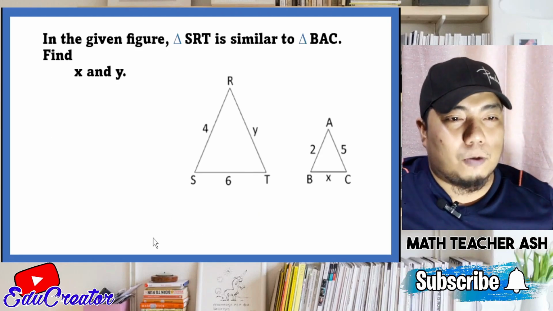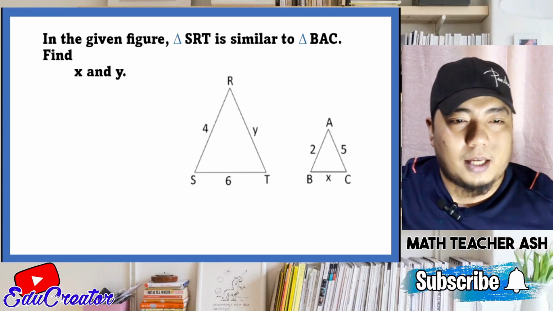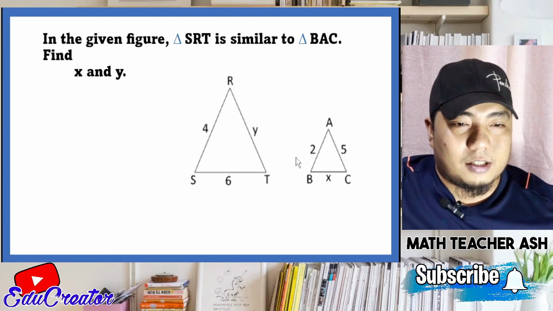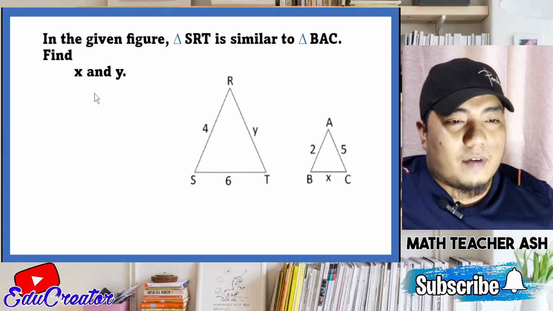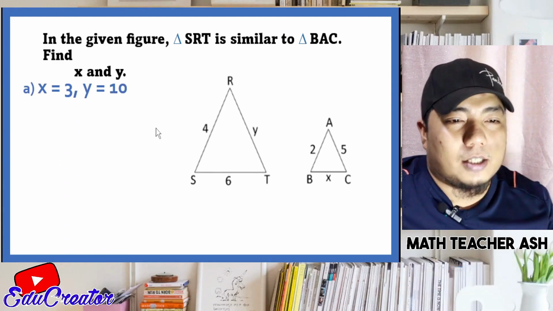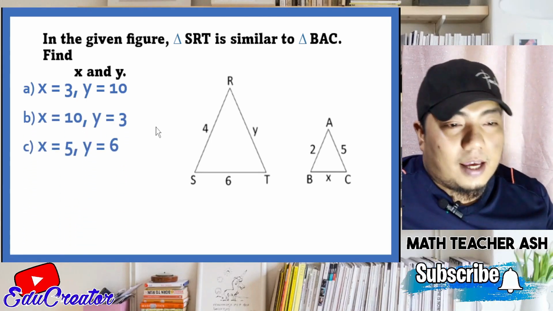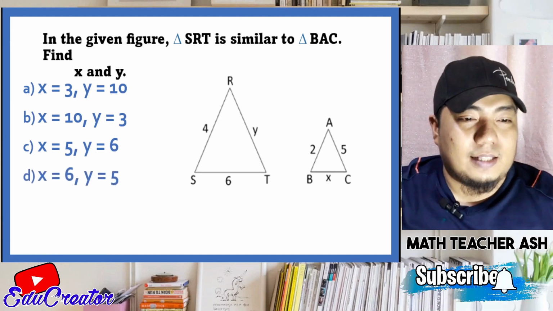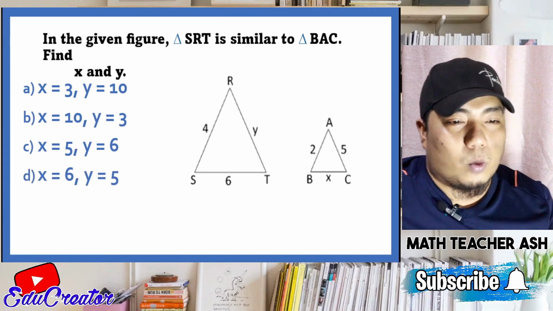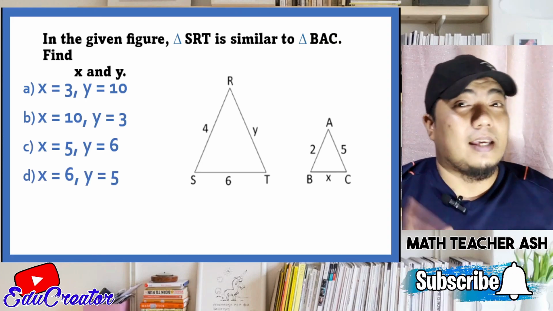Now let's continue. In the given figure, triangle SRT is similar to triangle BAC. So SRT, BAC. All right. Find x and y. Is it A, x is equal to 3, y is equal to 10, B, x is 10, y is 3, C, x is 5, y is 6, and D, x is 6, y is 5. Okay, so how do we solve this, my dear math learners? The technique here is very simple.